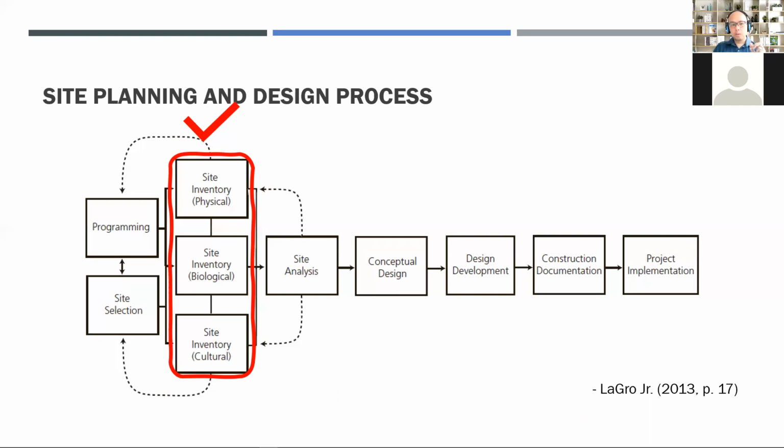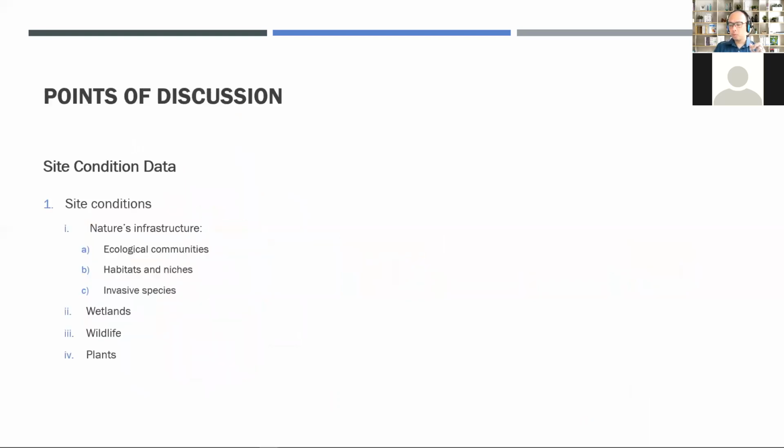Okay, so let's poodle on. I forgot to put the last couple of points down in here, but we'll pick up this week from what we were talking about last week. We'll talk more about nature's infrastructure: ecological communities, habitats and niches, and invasive species, wetlands, wildlife, and plants. We'll also be talking about the cultural aspects of the site inventory process, highlighting specifically things like neighborhood typology, neighborhood character, visual quality, and the like.